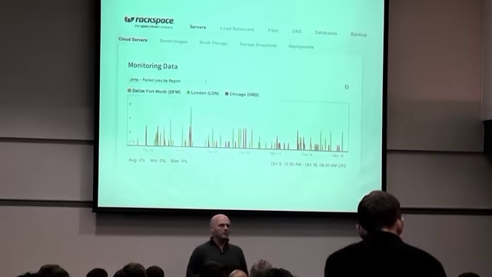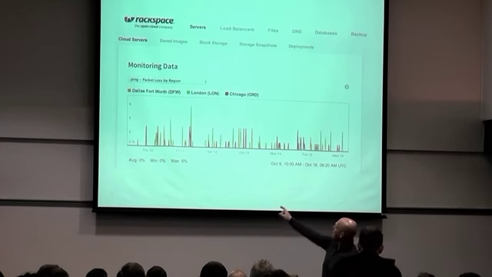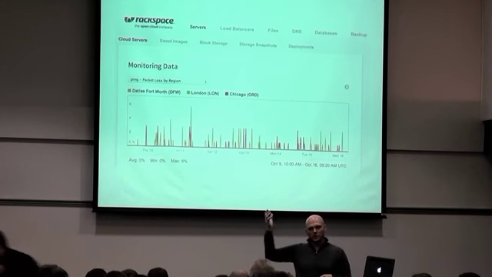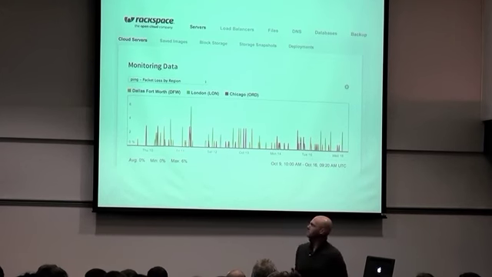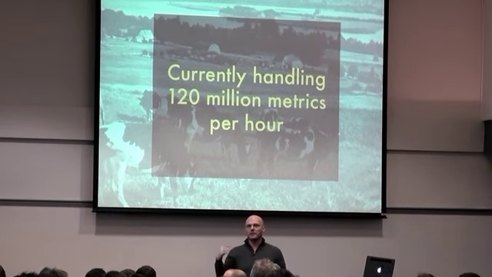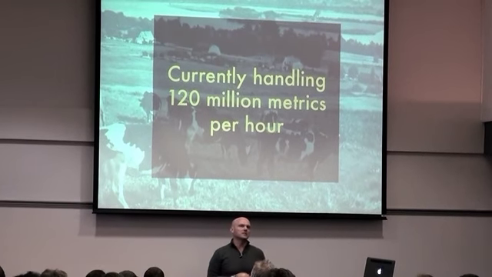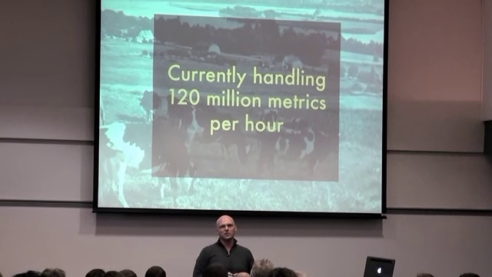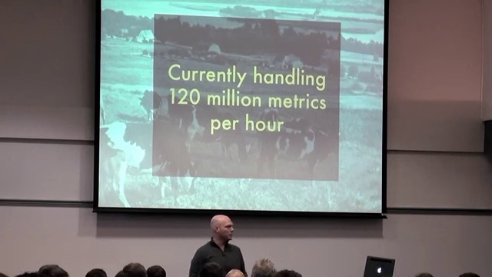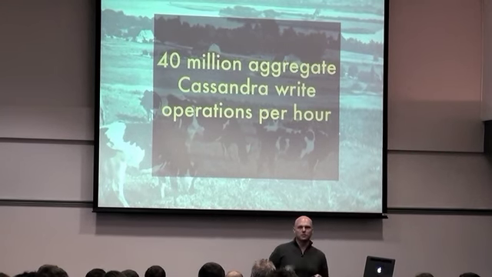Some examples of what that looks like is if you use Rackspace, you can log into your control panel, and if you have monitoring turned on, the graphs that you see there are actually generated from data collected by Blueflood. Currently, we're ingesting about 120 million metrics per hour, which by Cassandra standards I think is still pretty small. Our production cluster is only 32 nodes, and we're not really even making it sweat a little bit. This ends up being about 40 million aggregate Cassandra write operations per hour.